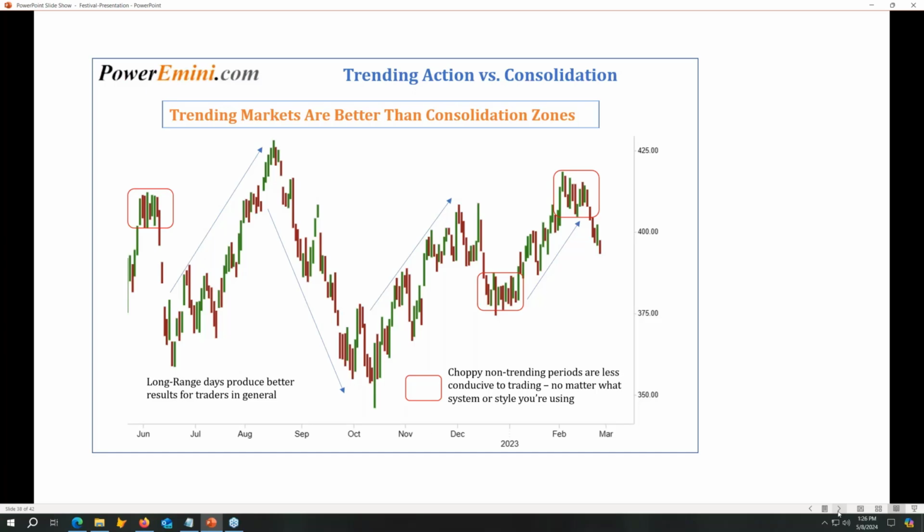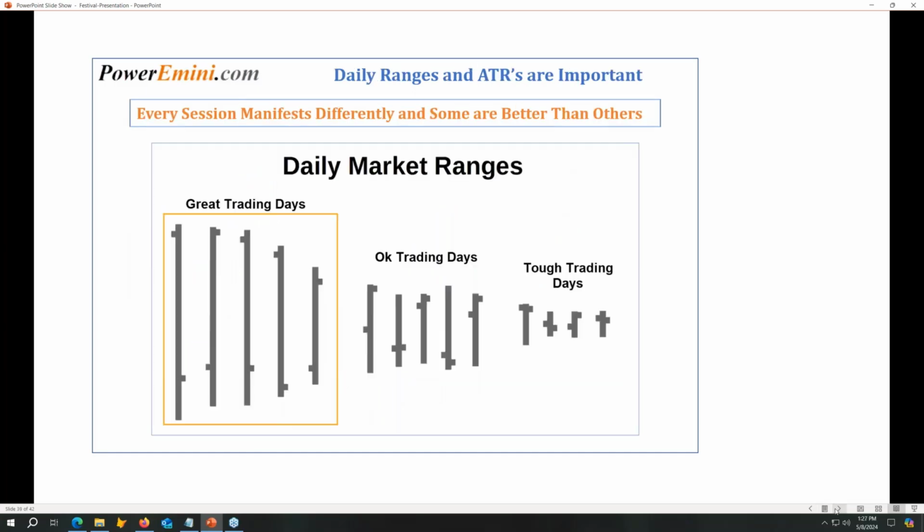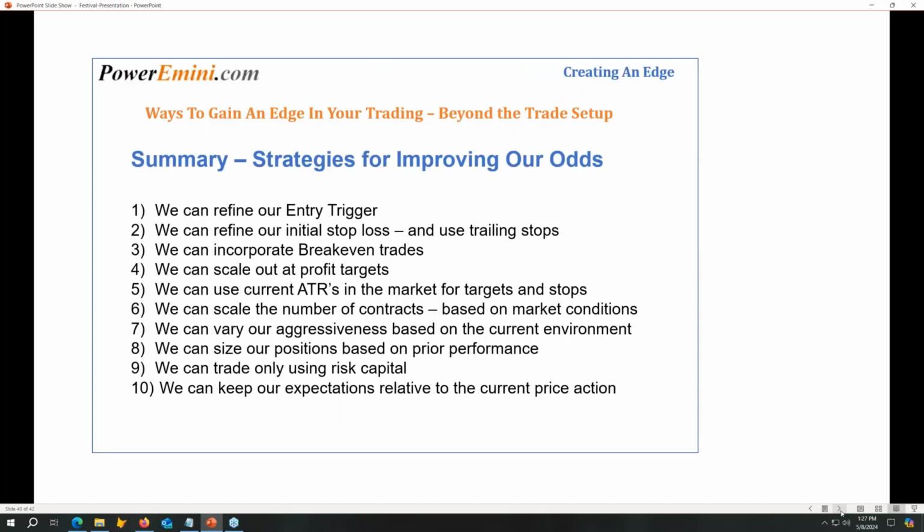Anyhow, here's an example from a while back. Speaking of market conditions, when the markets are trending, you tend to get better intraday trading. This is a daily chart. When the markets are in these little consolidation phases, the trading tends to be choppier, right? This is a slide that shows great trading days, okay trading days, and tough trading days. Pretty self-explanatory, but this is the kind of stuff that I think new traders don't fully appreciate.